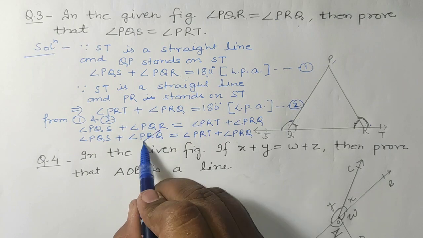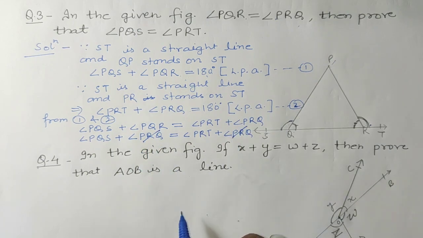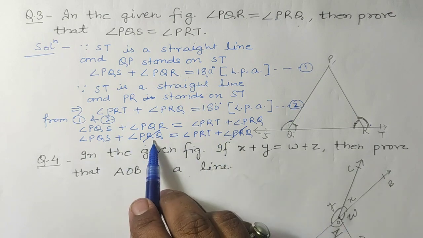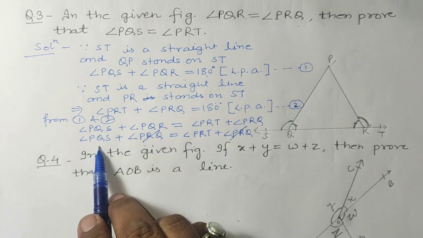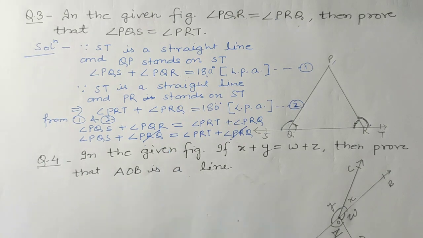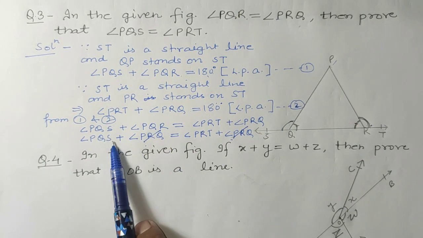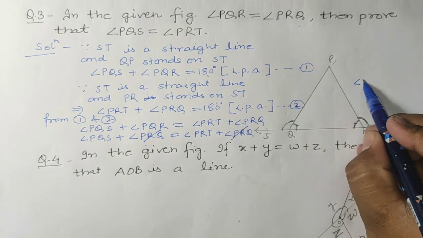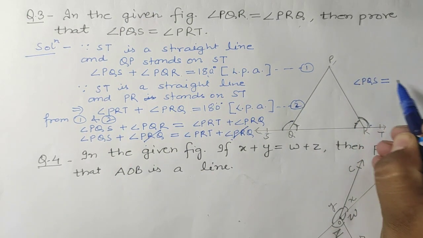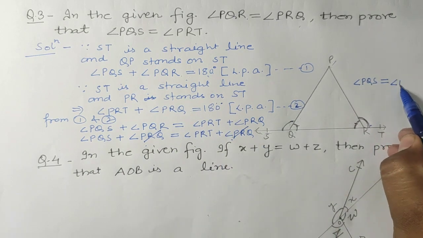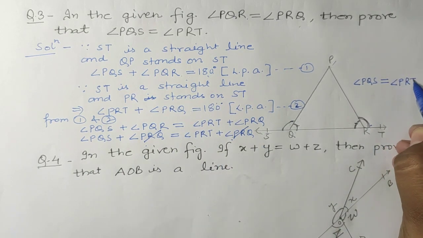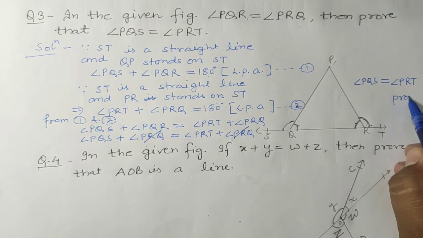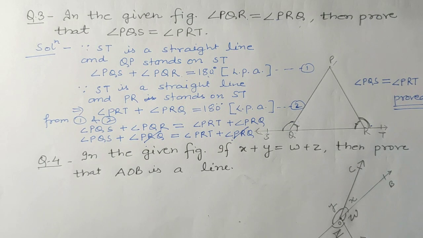See, angle PRQ is here also, angle PRQ is here also, with positive signs, means both are equal, so they will be cancelled out. So what is left, students, from here? From here we can see that in the left hand side angle PQS is there, and in the right hand side angle PRT is there, which was to prove. So here we have proved it.